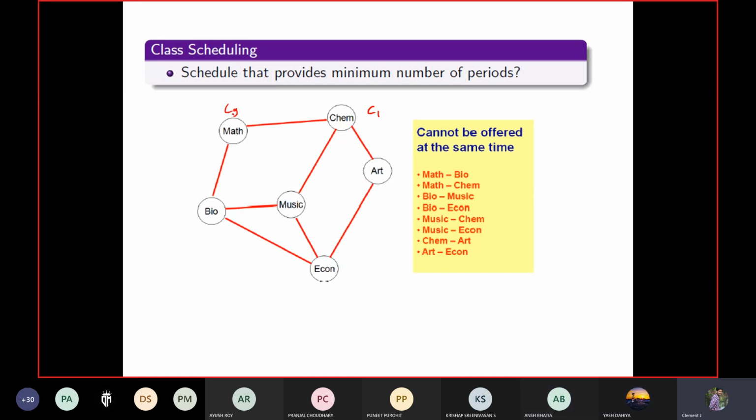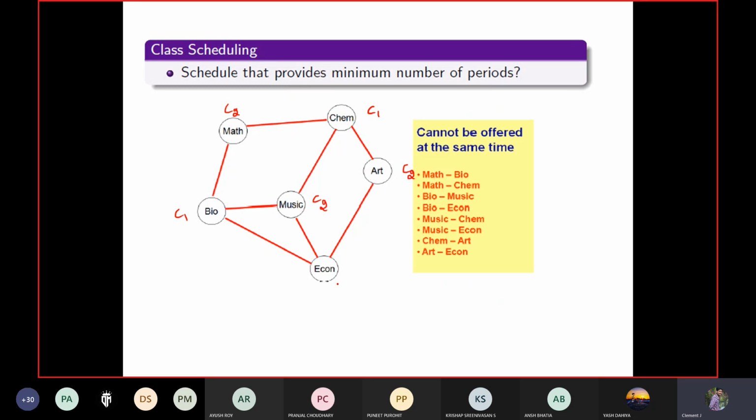Art can be C2. If I mention C2 here, I can mention bio as C1. Music also will not be C2, right? Music can receive C2 because it is not adjacent with any of the vertices having the coloring C2. So I am allowed to put music as C2.